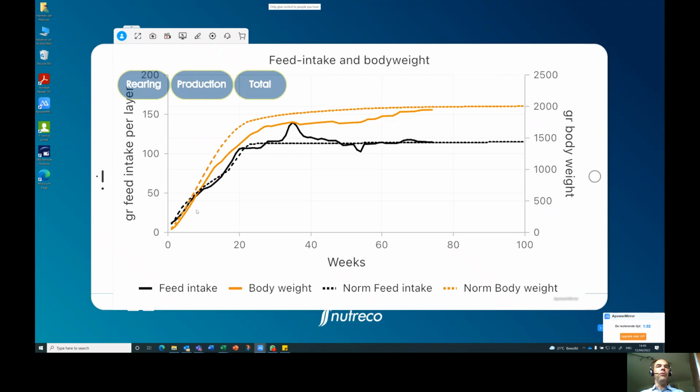So in between feed intake and body weight is digestion. So the digestion of this flock probably hasn't been too great.